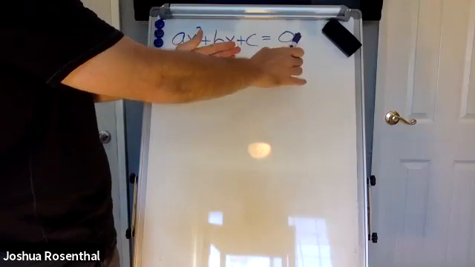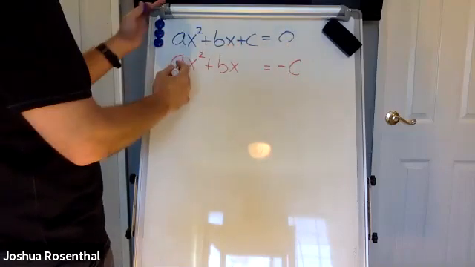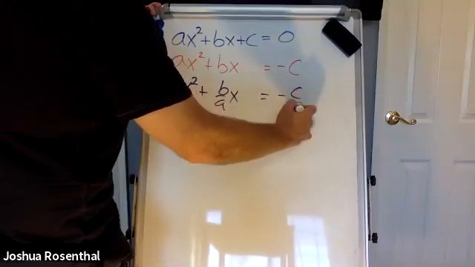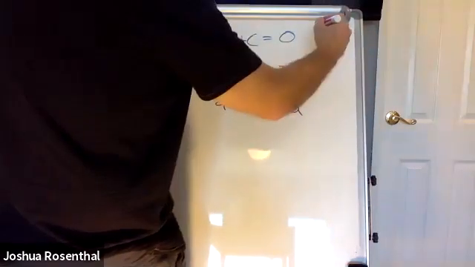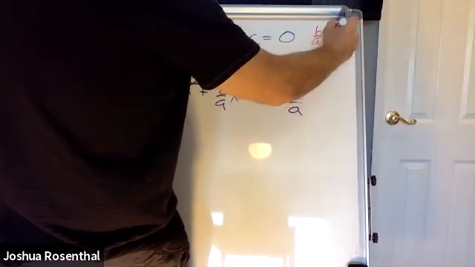Okay, on the left and on the right, you divide by A. So when you divide that by A, it gets rid of the A. Then I divide this by A, and then I divide this by A. And then I was completing the square, so I did B over A times 1/2, and I got B over 2A.